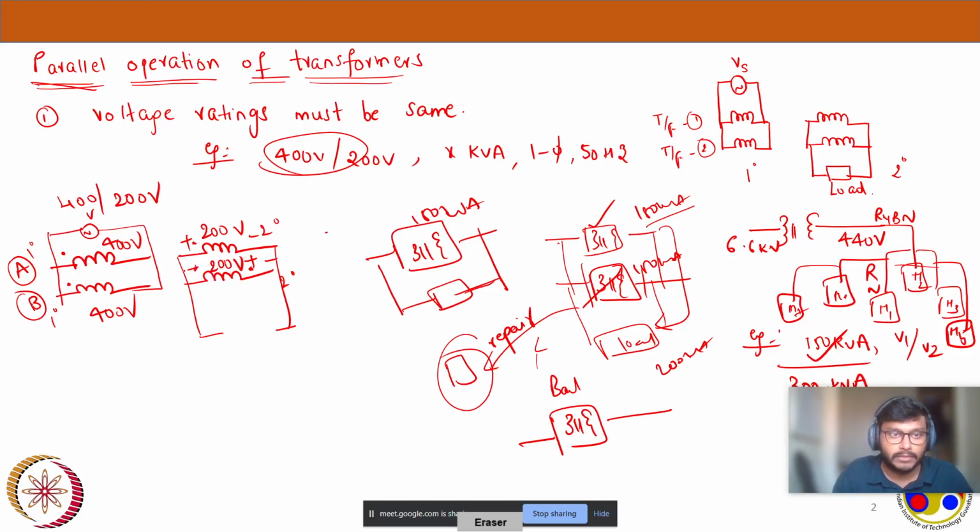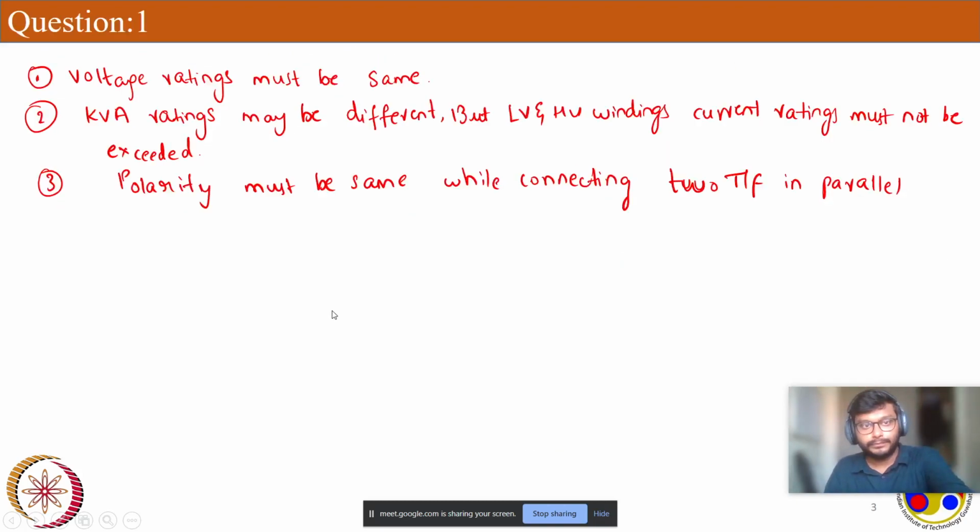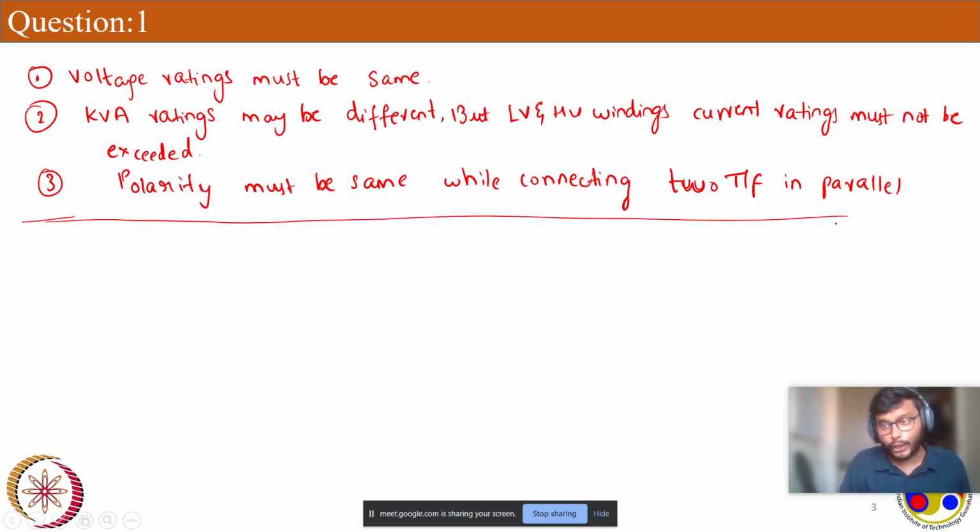So again, polarity should match, and then only we should connect a load, or else a very high current will flow, because we're practically short circuiting it. Yeah, so these are the conditions which we have to make sure and ensure before connecting any two transformers in parallel. Now let's draw an equivalent circuit when we connect two transformers in a parallel condition.